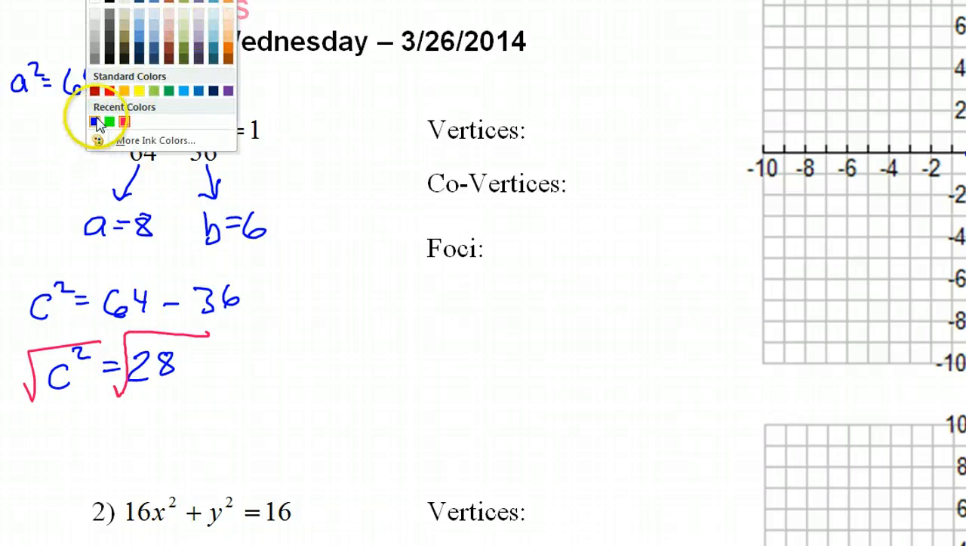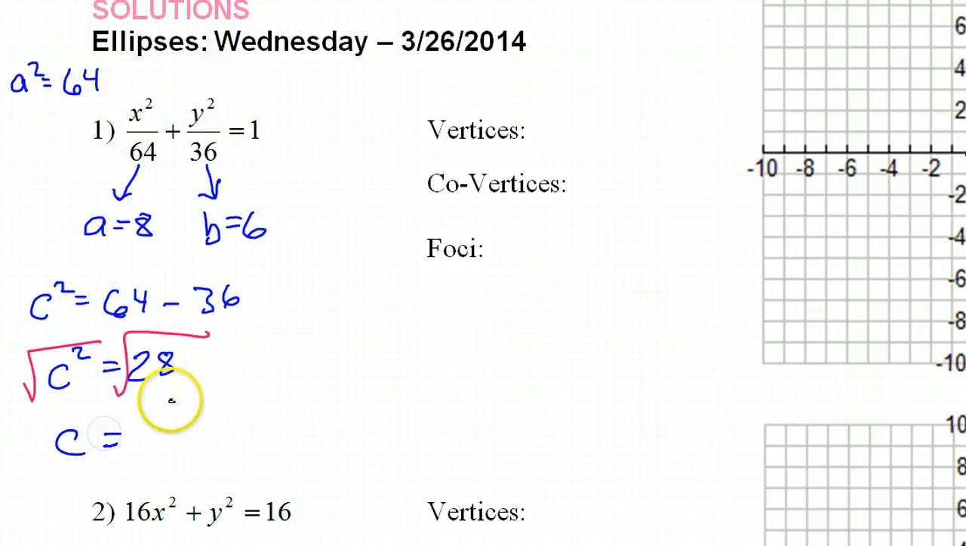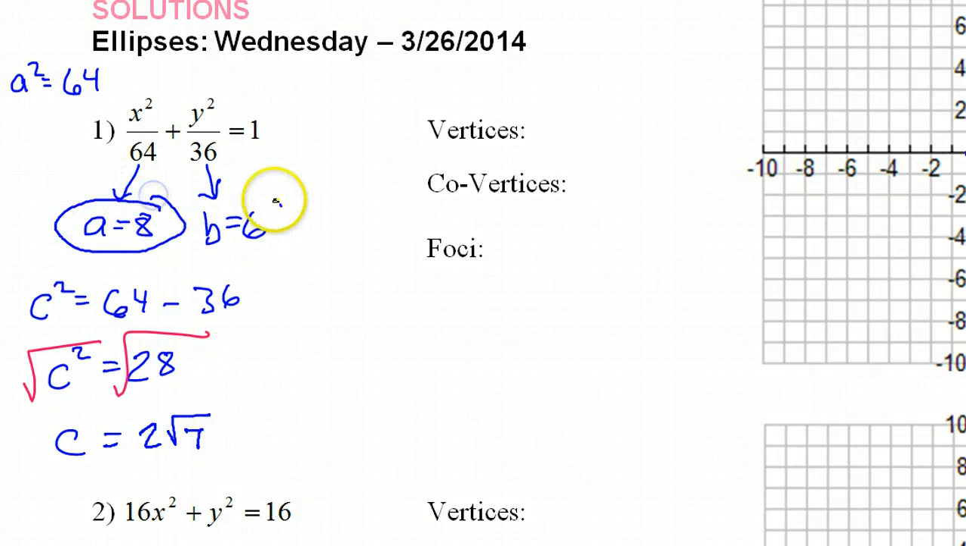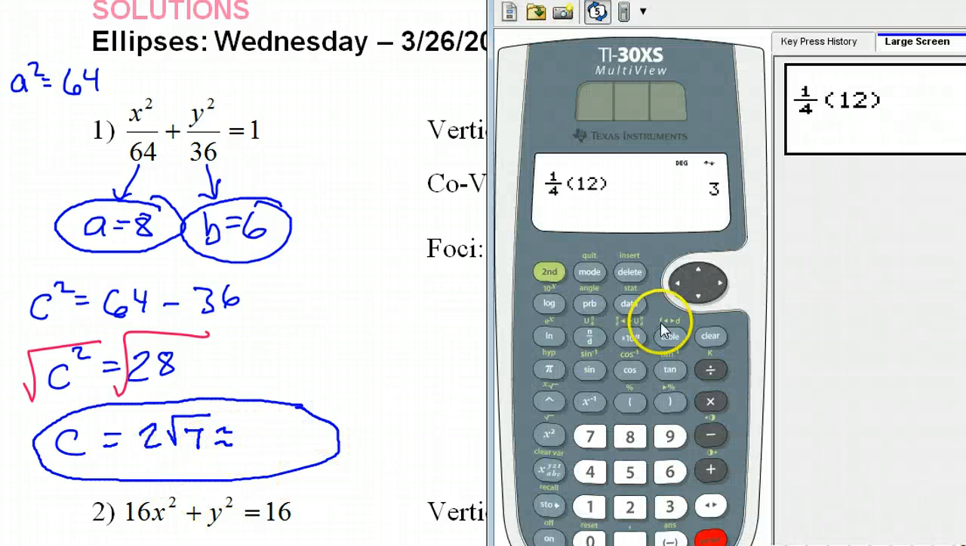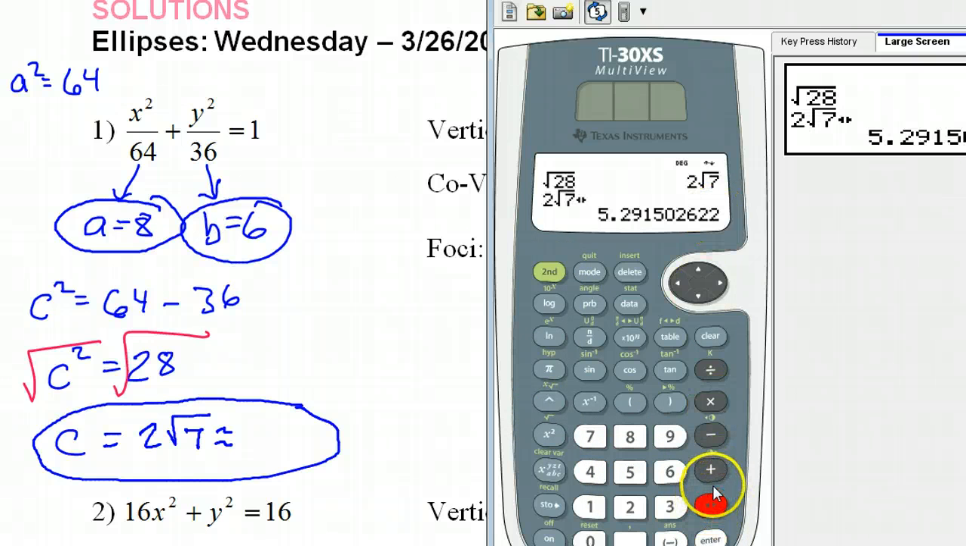So if I take the square root of both sides, then C is going to equal, and let's simplify this, I'm going to the calculator, and I'm getting 2 radical 7. So look guys, now I have A, I have B, and I have C. By the way, we will need the decimal value too, so we'll just toggle that. We did the square root of 28, and we got 2 radical 7. If I toggle that, I get 5.3. Let's round it.